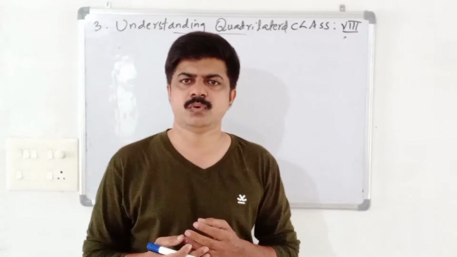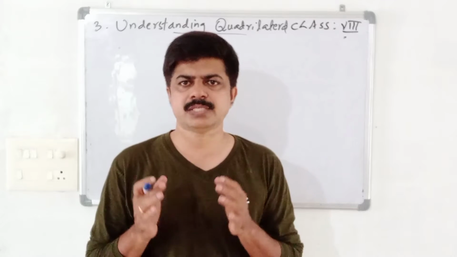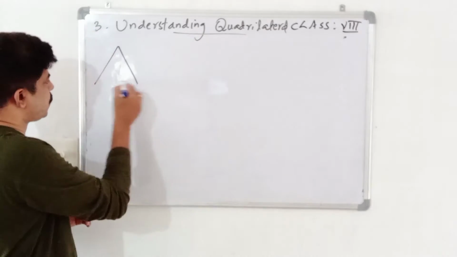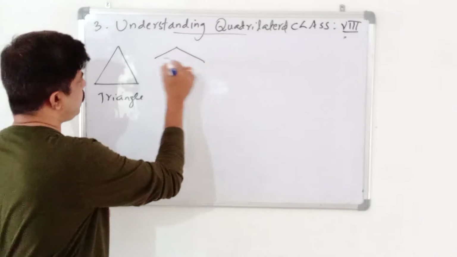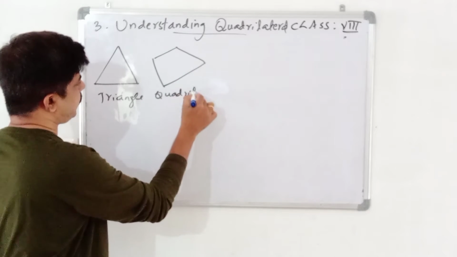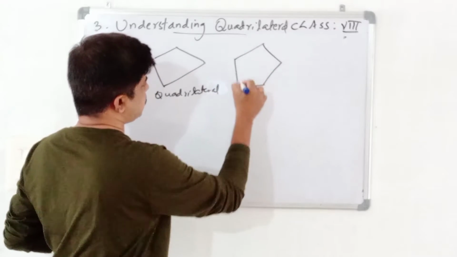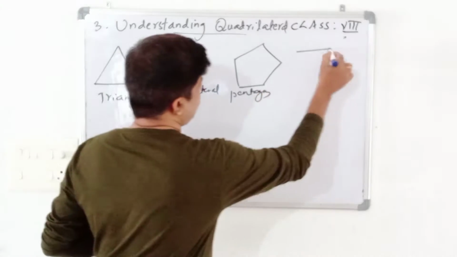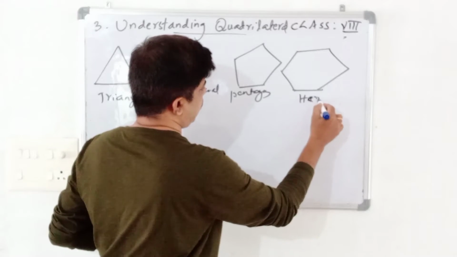Now let us quickly review classification of polygons. We classify polygons according to the number of sides or vertices they have. A polygon with three sides is called a triangle. A polygon with four sides is called a quadrilateral. A polygon with five sides is called a pentagon. A polygon with six sides is called a hexagon.